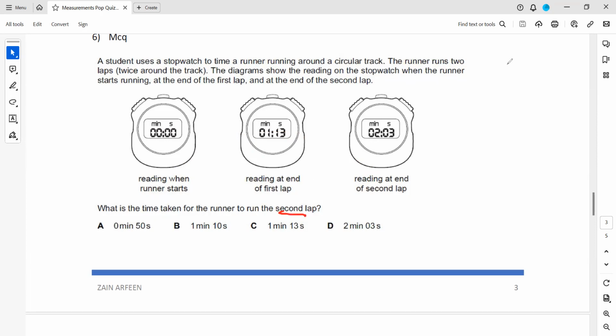When he runs, he completes his first lap. When he runs the first lap, 1 minute and 13 seconds has passed. Then when he runs the second lap, the time is 2 minutes and 3 seconds. The question is how much time he takes to run the second lap. So between lap 1 and lap 2, that time interval we need. That's why it is 50 seconds.